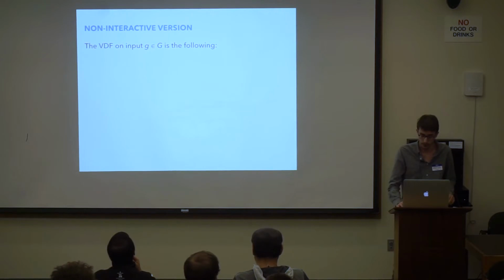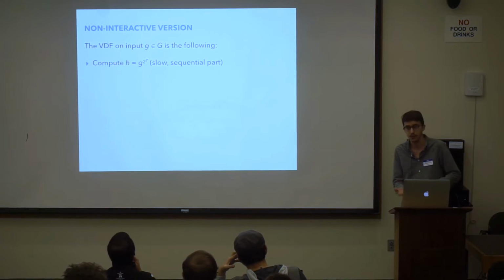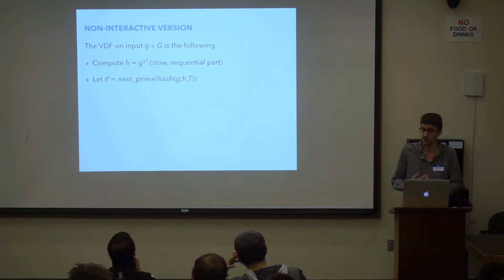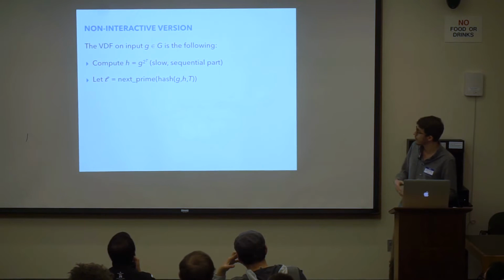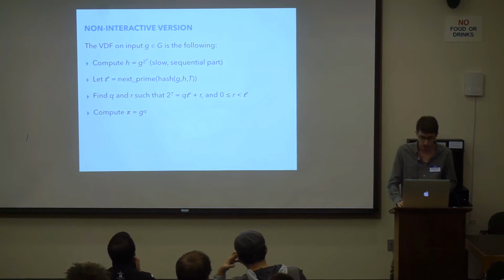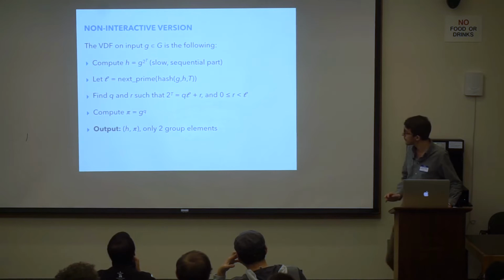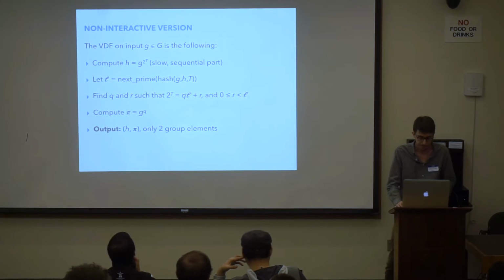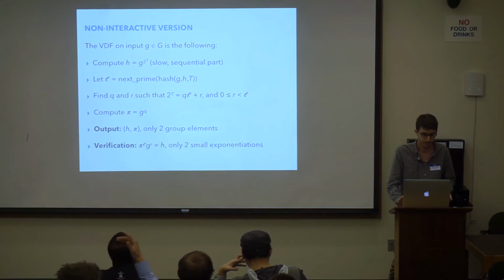So just to sum up the construction in a non-interactive fashion. If Alice wants to evaluate the VDF on input g, first she's going to compute h by T sequential squarings. This is the slow part. And then she has to compute the proof. To do so, she generates the next prime of the hash of everything she computed. Then she computes this Euclidean division and computes the proof pi, which is g to the power the quotient. And the output of the VDF is the pair h, which is the actual output, and pi, which is the proof. So we need two group elements.